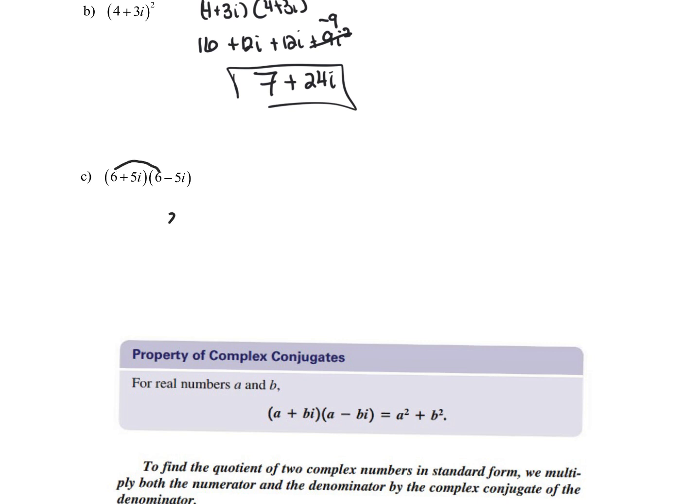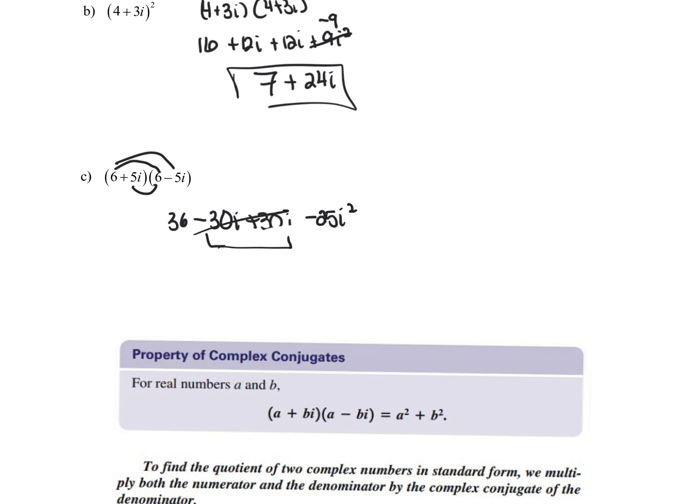6 times 6 is 36. 6 times negative 5i is negative 30i. Positive 5i times 6 is a plus 30i. The point of conjugates is exactly this. This middle term is always going to cancel off. And then 5i times negative 5i makes a negative 25i squared.